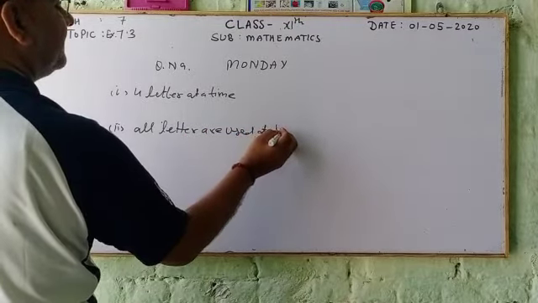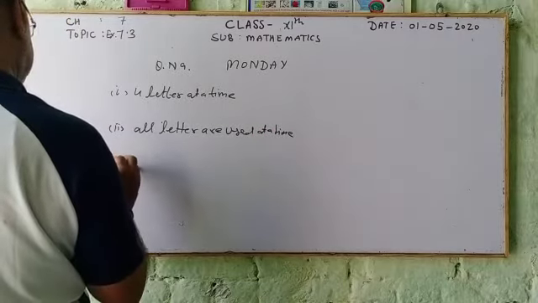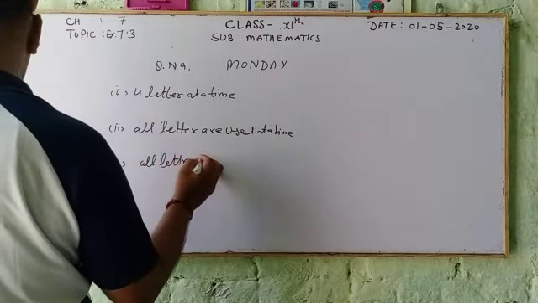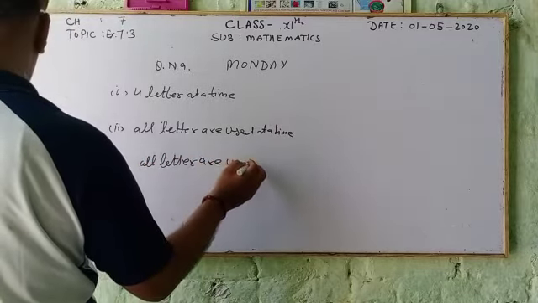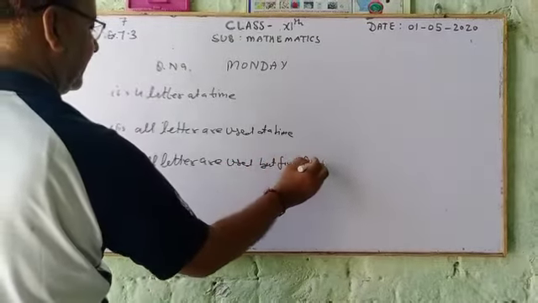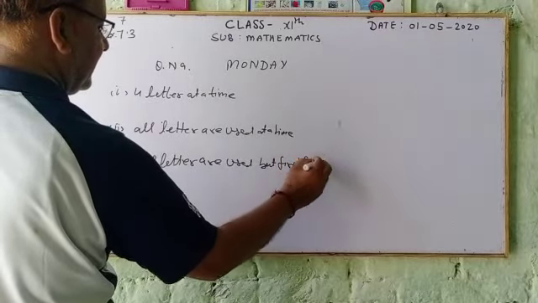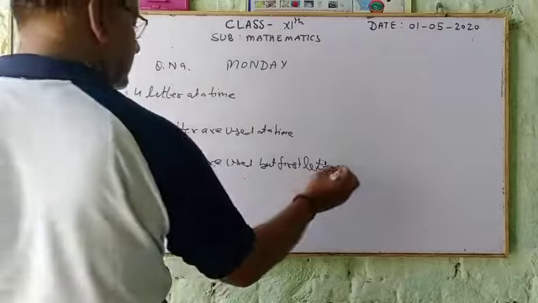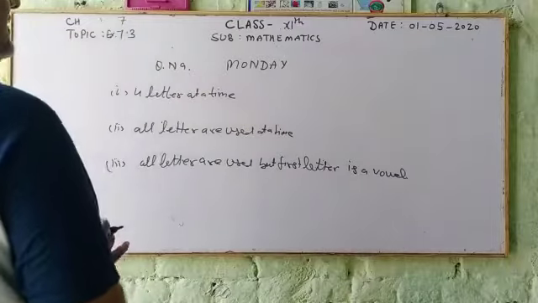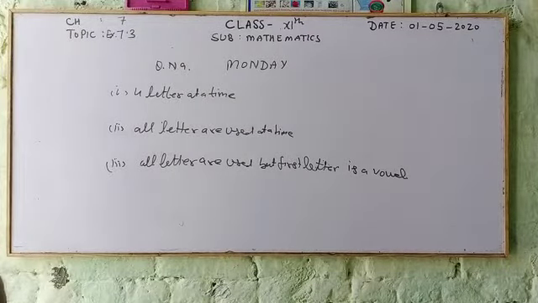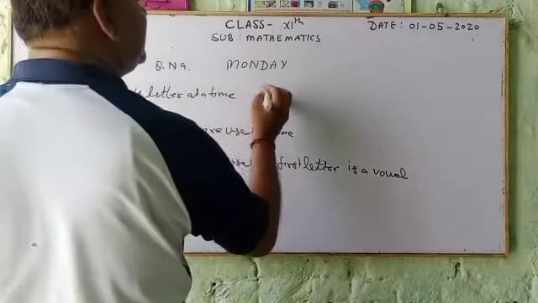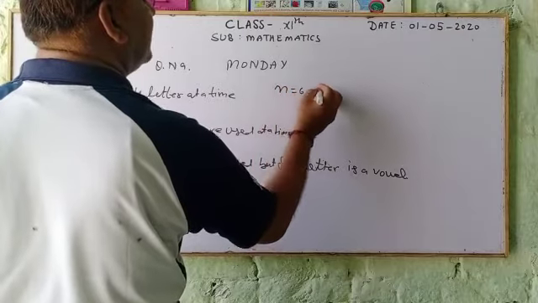And the third condition, all letters are used but the first letter is a vowel. So apply these three conditions. We arrange the letters of MONDAY. We are taking the first question: 4 letters at a time. It means n equal to 6 and r equal to 4.